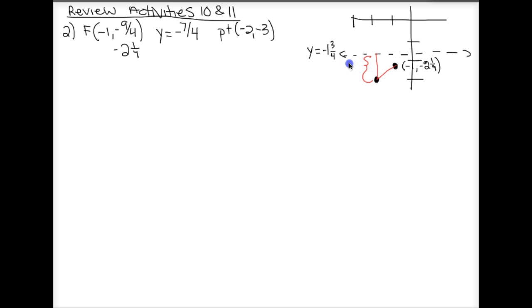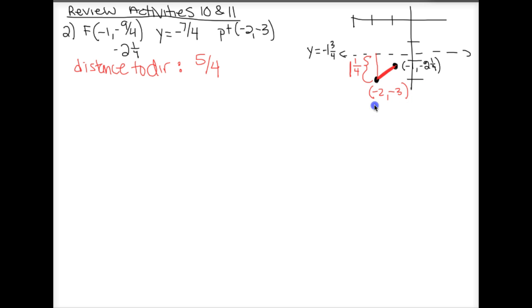So that means that this distance right here is 1 1/4, which when we write it as an improper fraction, that means that the distance to the directrix is 5/4. And again, we got that because we counted, because it's a vertical line. And you can count anytime it's vertical or it's horizontal. Now, for the distance to the focus, which is this distance right here, that's a diagonal distance. That one we're going to have to do the distance formula in order to find it.